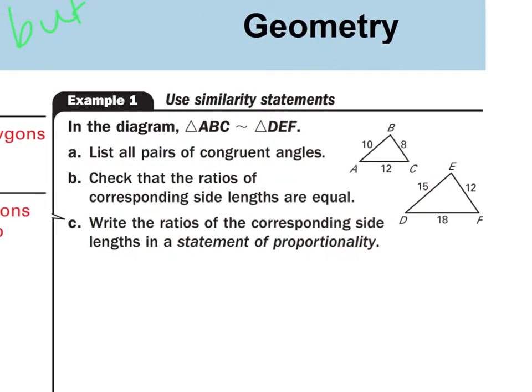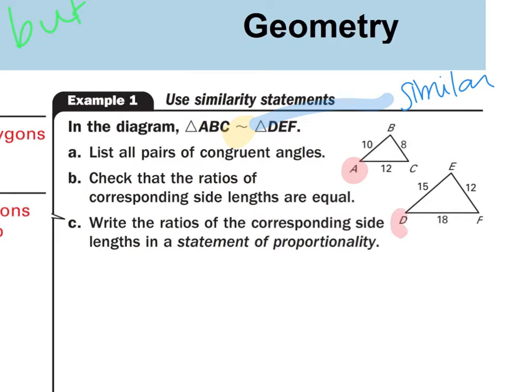So in the diagram, triangle ABC, and then they give you this little squiggle right here, to triangle DEF. Well, this little squiggle means similar. If you see that little squiggle, it's different than congruent. It's the same shape, but not the same size. First they want us to list all pairs of congruent angles. You know me, I'm going to ask you to color code it. This one's pretty straightforward, but sometimes they're flipped around and reversed and all sorts of stuff. So let's just go ahead and color code it.